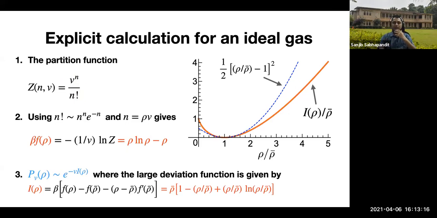In this case, what you will see is that your beta times f of rho, which appears in your large deviation function, is just given by rho log rho minus rho. Again, you might ask, why is this rho 1 over volume? How can you take a log of 1 over volume? When I say volume, I should in fact have taken volume to the power N divided by some other volume, h cross to the power something, but I have basically neglected it.